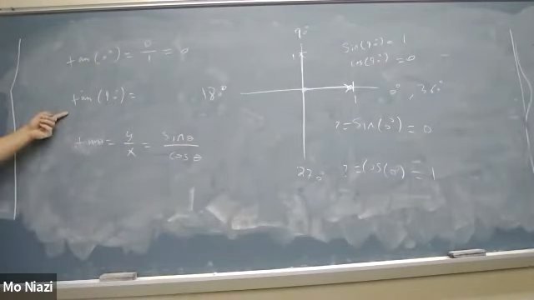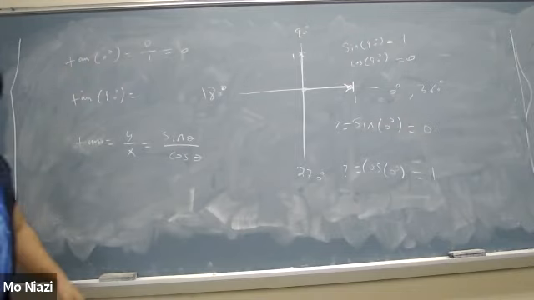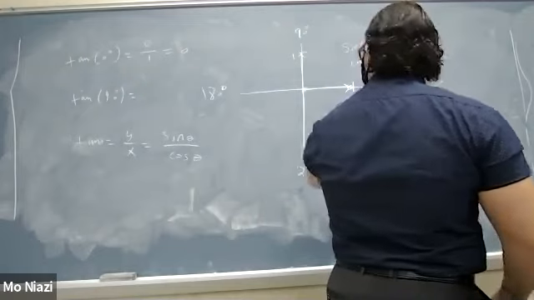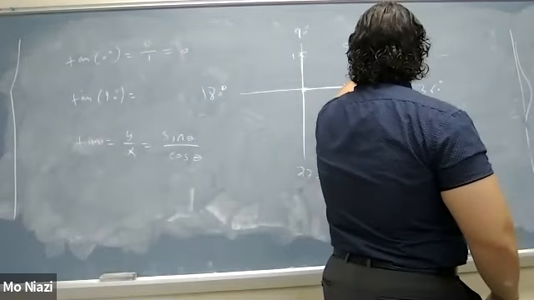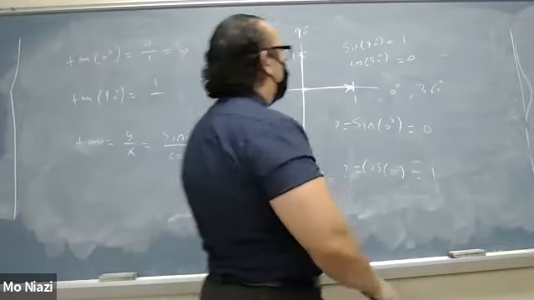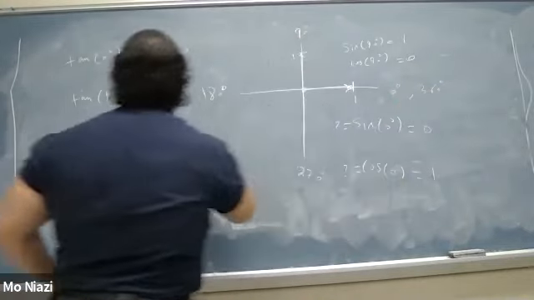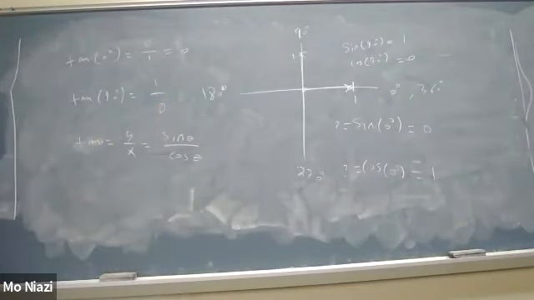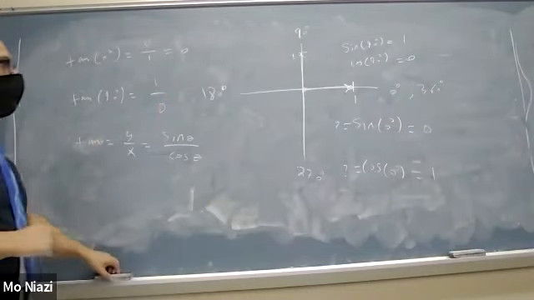But what about the tangent of 90 degrees? Sine of 90 is 1. Cosine of 90 is 0. What is 1 over 0? Undefined.